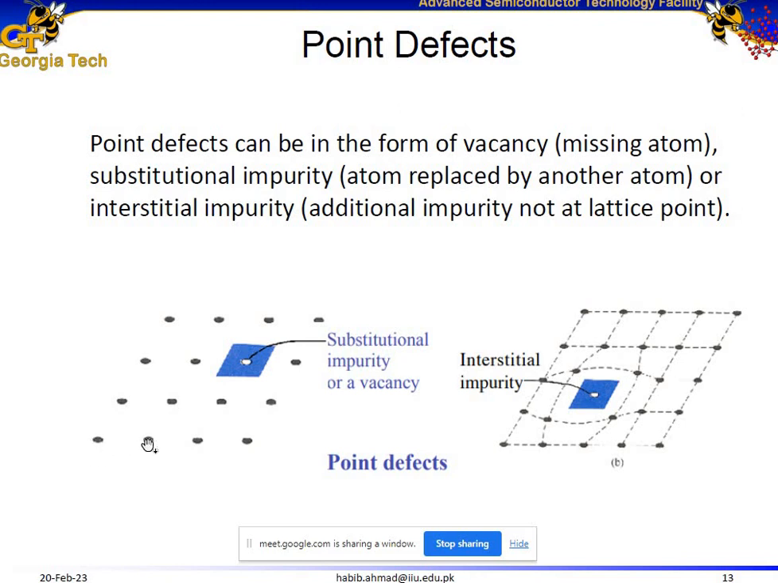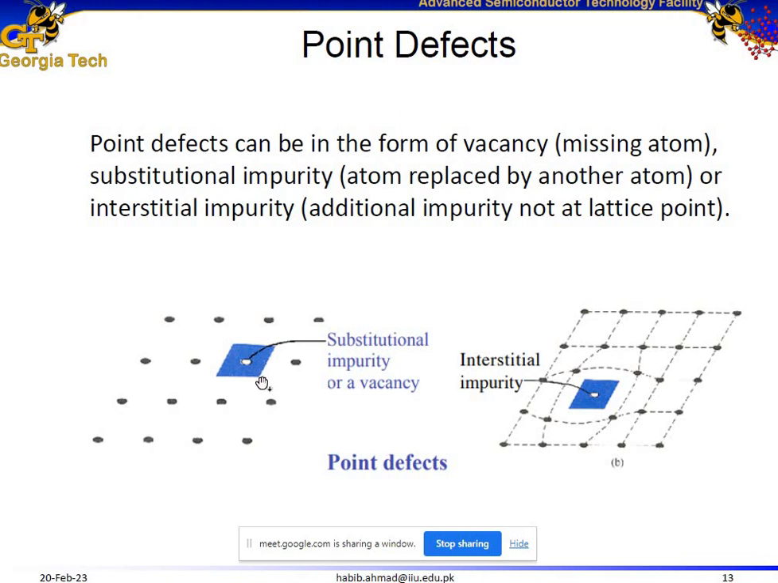We have this one atom, and then these atoms are equally spaced from each other. The felt circles are representation of periodic arrangement of atoms, periodic order of atoms in the crystal lattice.